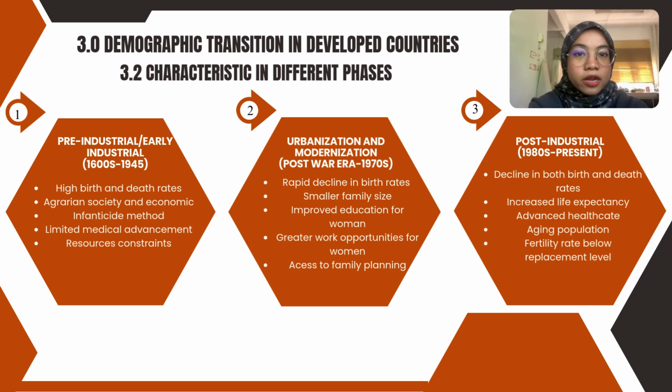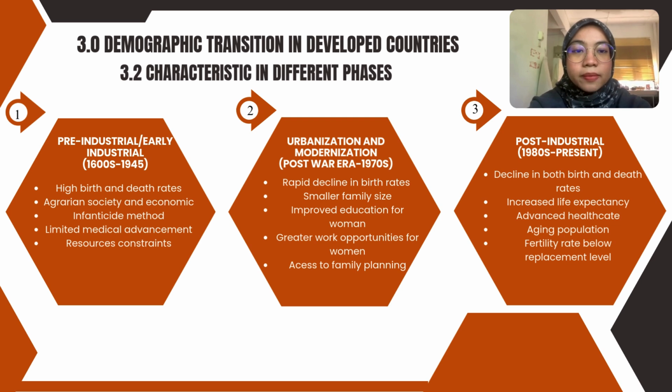For phase 1, the pre-industrial and early industrial era. During this time, Japan was largely an agrarian society characterized by high birth rates and death rates. Families managed resources carefully, sometimes using traditional practices like mabiki, which is a method of infanticide, to limit the population growth.